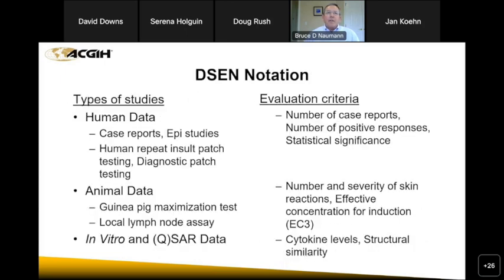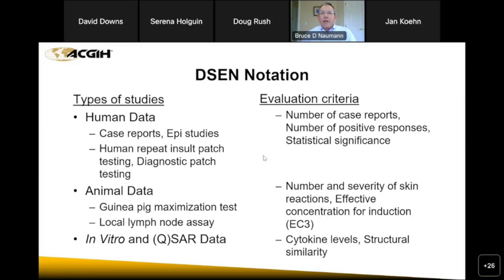So with the DSEN notation, we look at human data and animal data. With animal data, we have a lot of old data from the guinea pig maximization test, which has been supplanted and replaced by the murine, the mouse local lymph node assay. And with human data, we're looking at number of case reports. And just like with the H statement, it's got to have a significant response rate in order to trigger that.